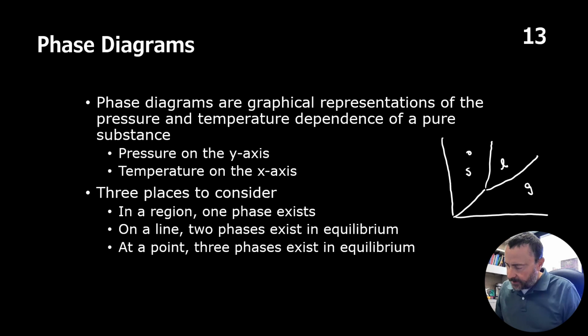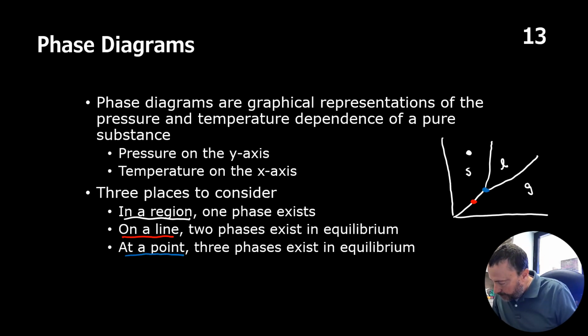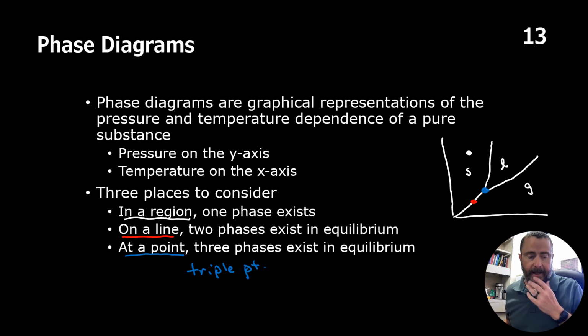All right, so if you're in a region, like right here, only a solid is existing. If you're on a line, like right there, then there are two phases. So right there, we'd be in equilibrium between a solid and a gas. And then at a point, there's only one point here, there are three phases existing in equilibrium: the solid, liquid, and the gas. This is called the triple point, by the way.